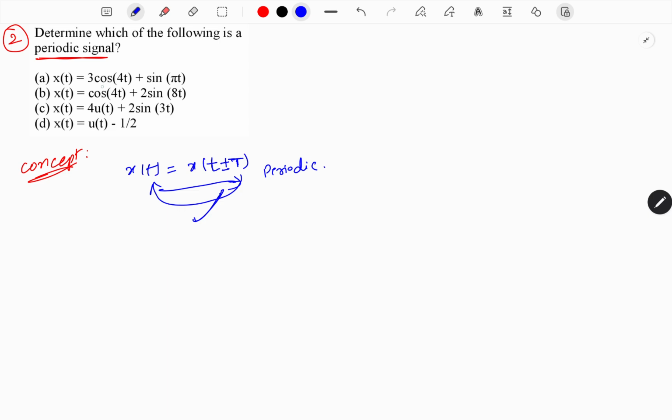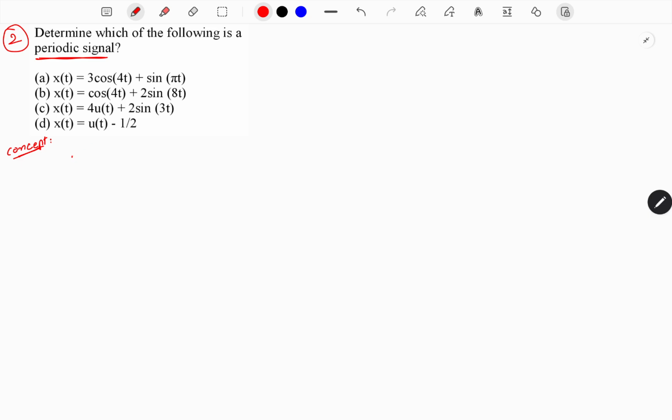But in the question, he has given a combination of two signals with different frequencies. One is cos, another one is sine. So in this case we will follow a certain procedure to decide the periodicity, whether the signal is periodic or not. We will see that now.